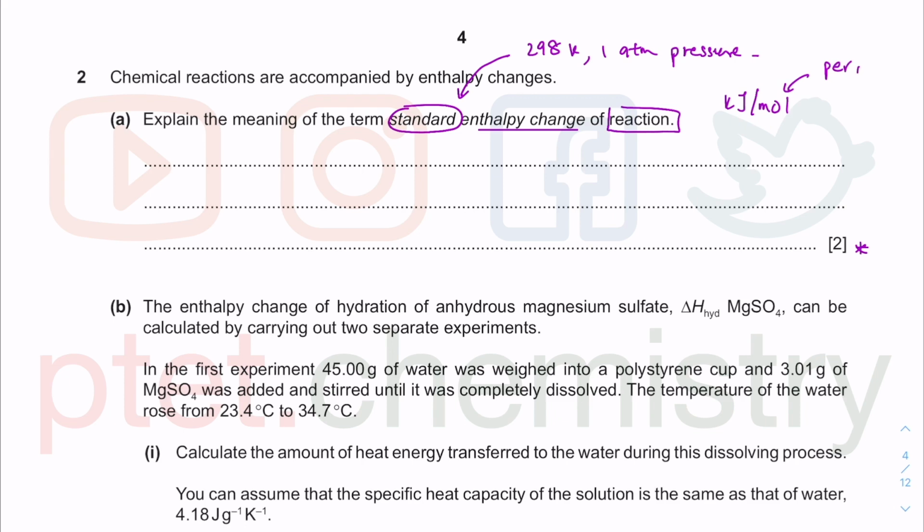Per mole of what? Just like for formation, we are talking about 1 mole of substance being formed. Just like for combustion, we're talking about 1 mole of substance being combusted. Just like for a reaction, what are we talking about? Per mole of what? Per mole of a stoichiometric.